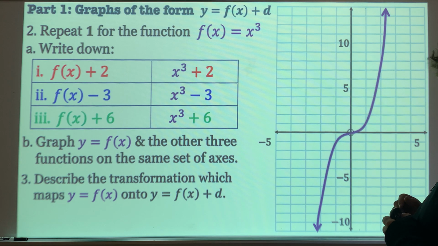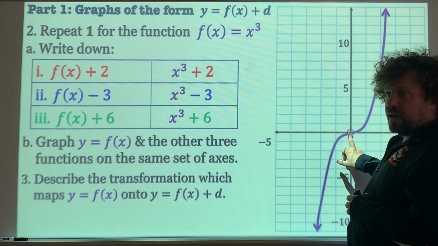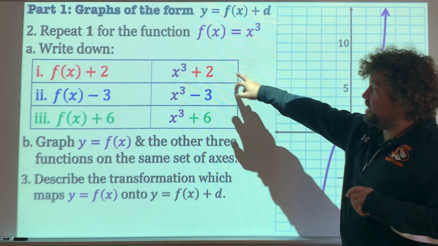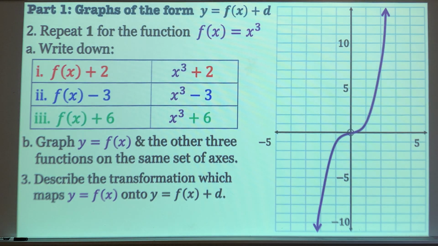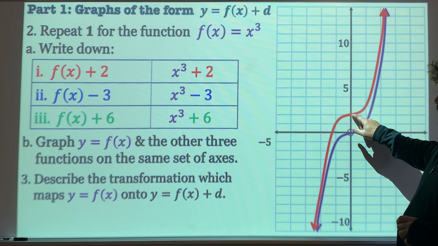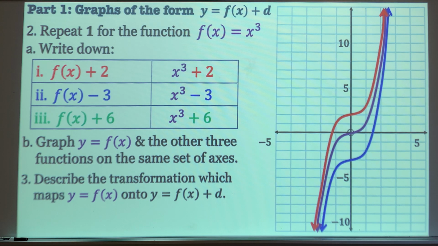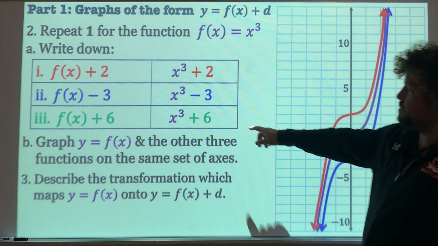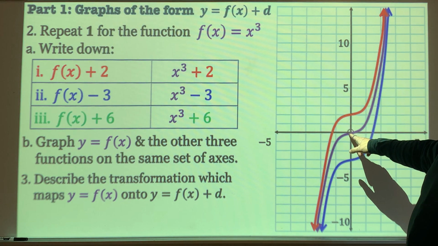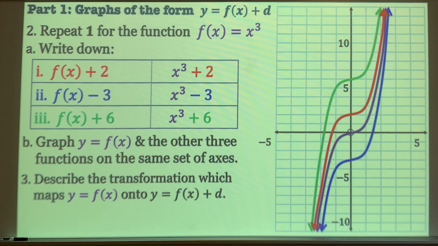So, what are you going to do? We're going to take this, and what do we do with it now? Based on what we just figured out, we're going to move it up 2. So our new graph should look like what? Anyone? So we slide it up 2. Take this one, move it up 2. Now, -3, what should we do? Take that and move it down 3. Plus 6, take the original graph and move it up 6. There you go. Now describe the transformation.